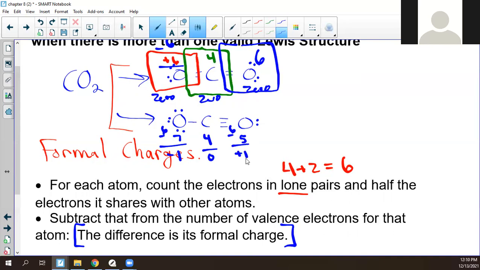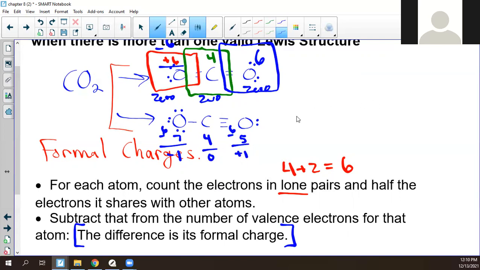There are some issues with this formal charge. There's one major problem. You know what the major problem is? It is balanced. They should always add to 0. How did I get a +1?